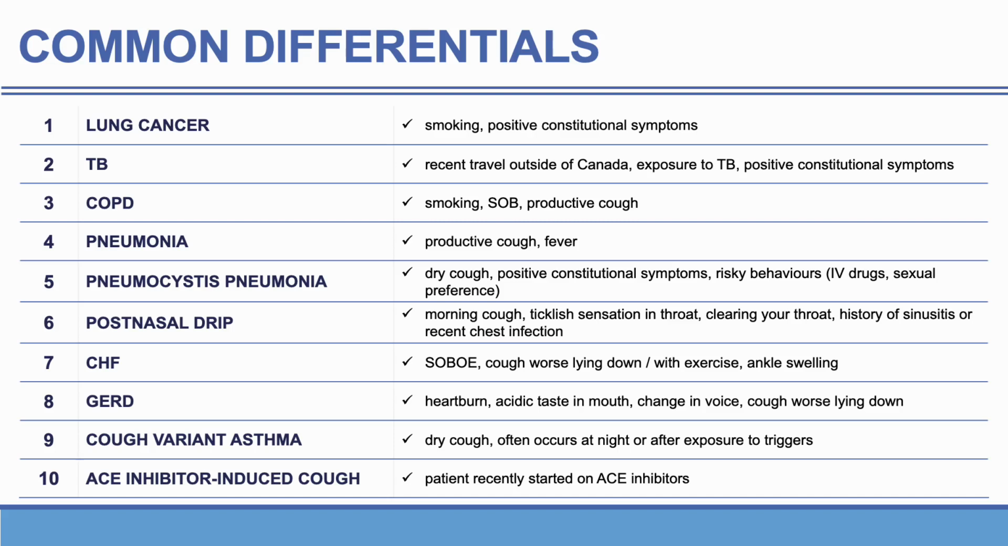For COPD, the patient will be a smoker, they'll have shortness of breath, as well as a productive cough. For pneumonia, the patient will have a productive cough as well as fever. That being said, pneumonia is typically more of an acute presentation than chronic. For PCP, the patient will have a dry cough, positive constitutional symptoms, as well as risky behaviors like IV drug use, or a male who has sex with other males.